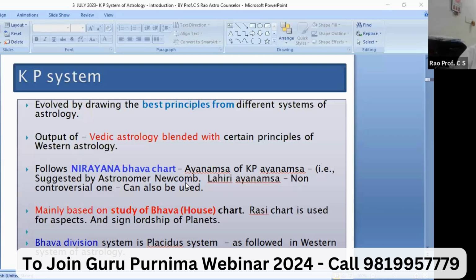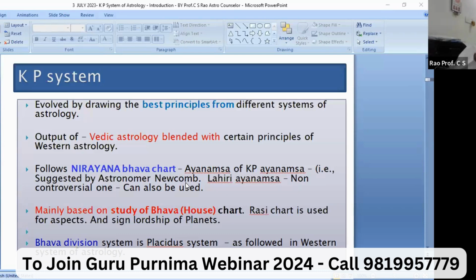Similarly, B.V. Raman has the B.V. Raman ayanamsa also. B.V. Raman followed some other astronomer, and Krishnamurti followed Newcomb, but he got a controversy from his own students. They asked, why should you adopt Newcomb? Then he agreed you can also use the Lahiri ayanamsa in the KP system. The difference is not much.